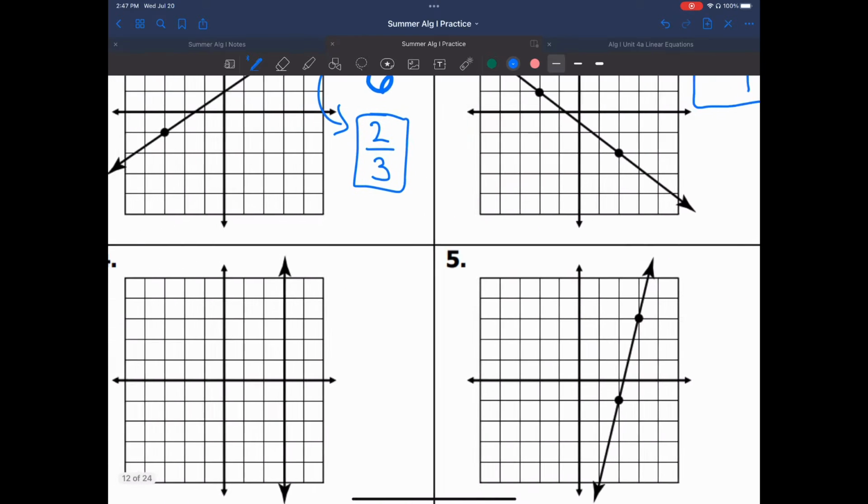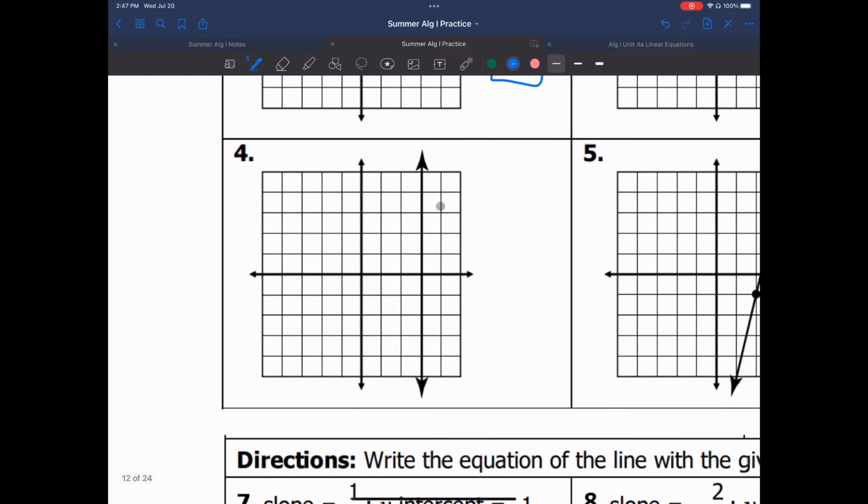All right, that takes us to number 4. And we know if it's straight up and down, this is a vertical line and it has a slope of undefined. And we talked about in the notes why that is, but for now going forward, you just have to kind of memorize that straight up and down means it's going to be undefined. So I'll just put U N D.